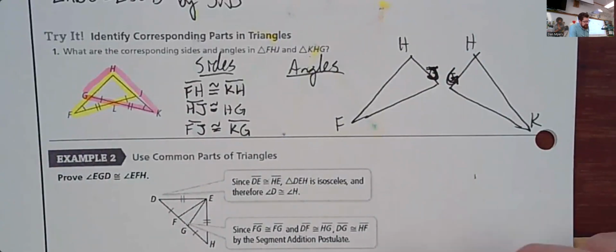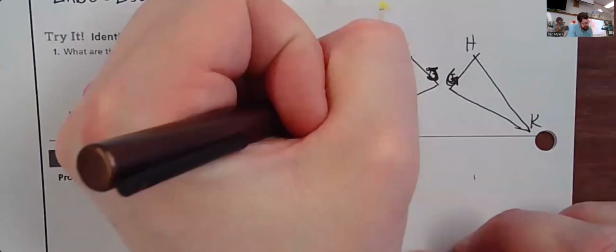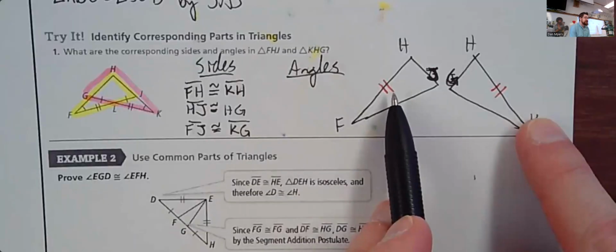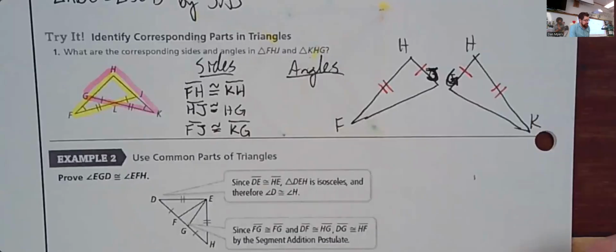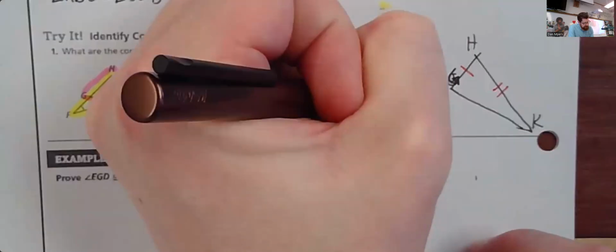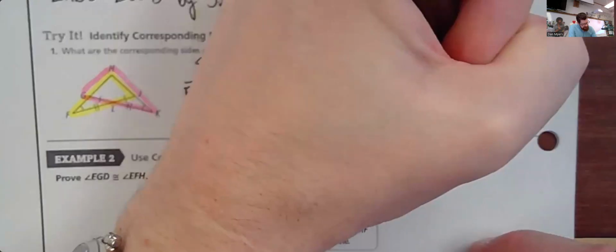We said FH was congruent to KH. So FH congruent to KH, that's that one right there. That's those two pairs. And visually you can kind of see how that works. HJ right here corresponds to HG right there. FJ, this one here, corresponds to KG, this one here.